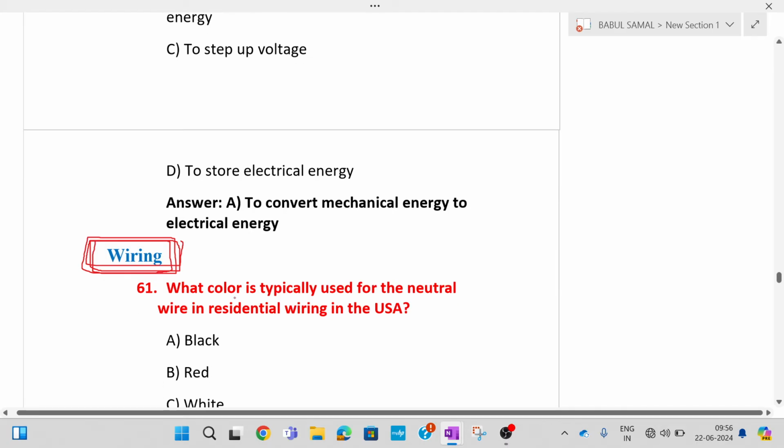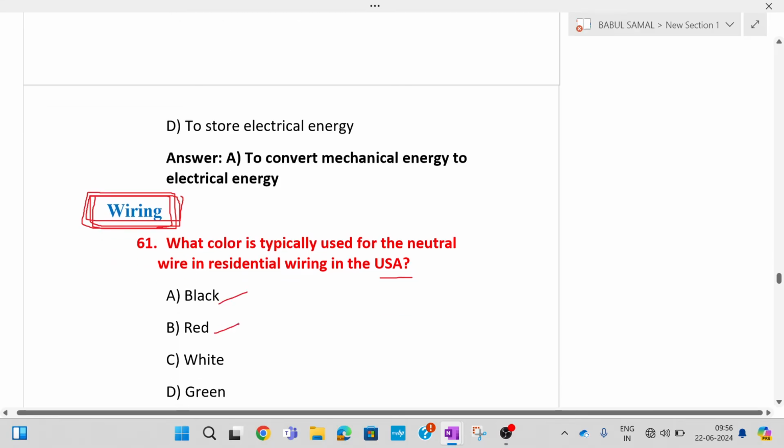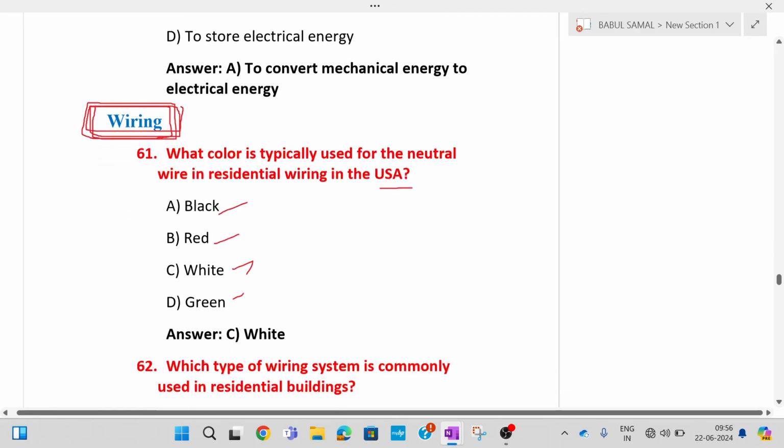Next question. What color is typically used for the neutral wire in residential wiring in the USA? In America we know phase, neutral, earth. So which color is used for the neutral wire in house wiring? Look at the options: black, red, white, green. In America, white color is given for neutral. Option C will be correct.